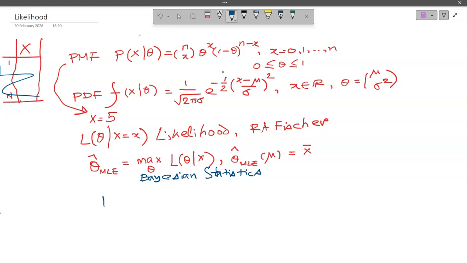when we learn from the data, the posterior of theta given x is proportional to the likelihood of theta given x into the prior of theta.